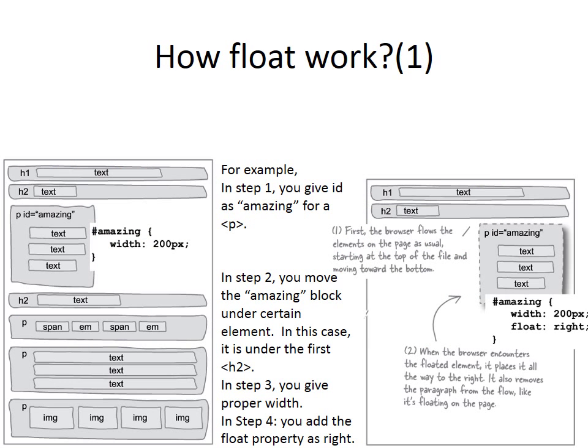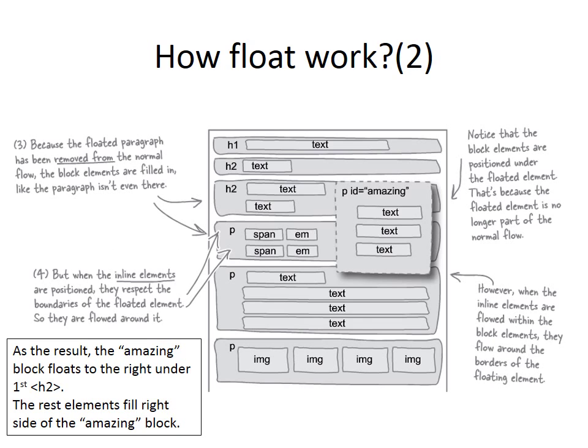For example, in step 1, you give the ID amazing to a paragraph. In step 2, you move the amazing block under a certain element. In this case, it is under the first heading 2. In step 3, you give a proper width. In step 4, you add the float property as right. As a result, the amazing block floats to the right under the first heading 2. The rest of the elements fill the right side of the amazing block.